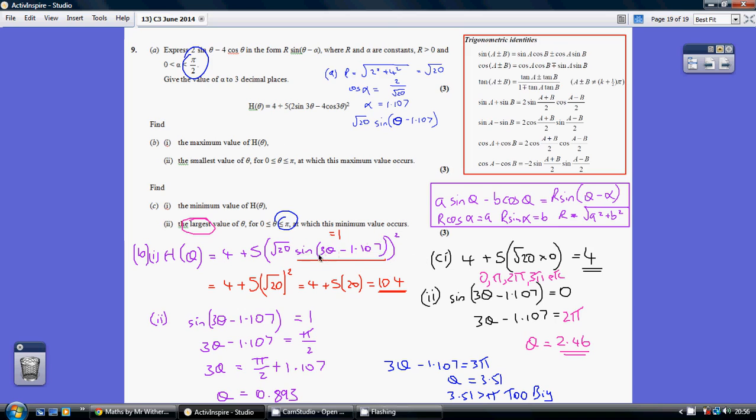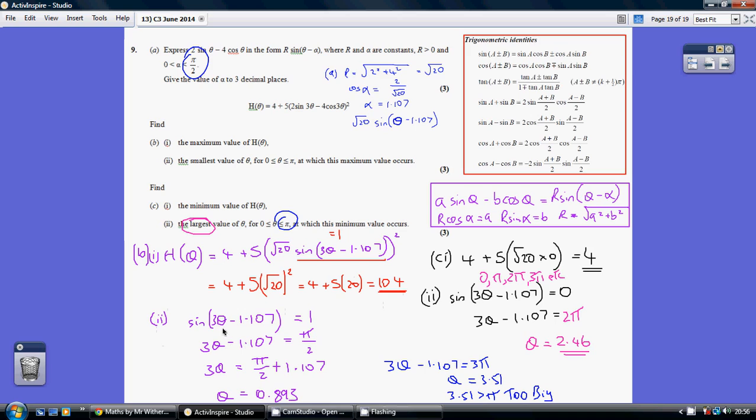Now we're being asked to find the maximum value of this. Now think of your sine curve. The very maximum sine of anything you can get is 1. So to maximize this function, we're having this equaling 1. So 1 lot of root 20 all squared. So 4 plus 5 lots of root 20 all squared. 4 plus 5 lots of 20, which is 104.